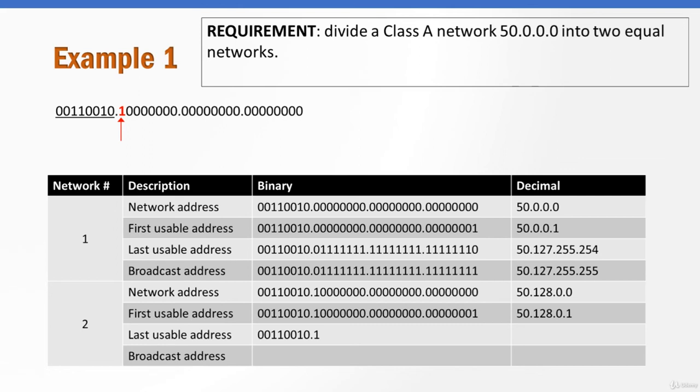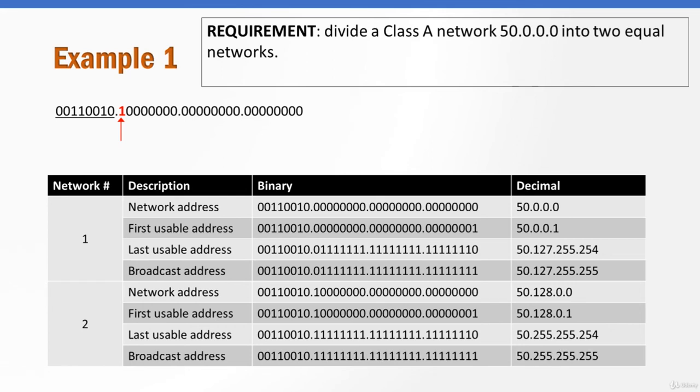The last usable IP address is just going to be the opposite. So instead of using all zeros after the network portion, we're going to use ones, except for the last bit. The last bit is going to be 0. And in decimal numbers, that's 50.255.255.254. The broadcast IP address is just going to be the next IP address, which is 50.255.255.255.